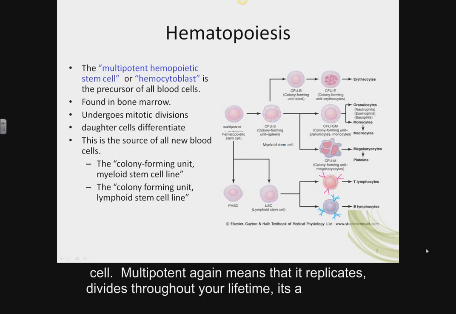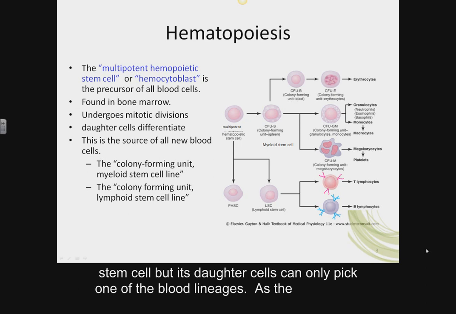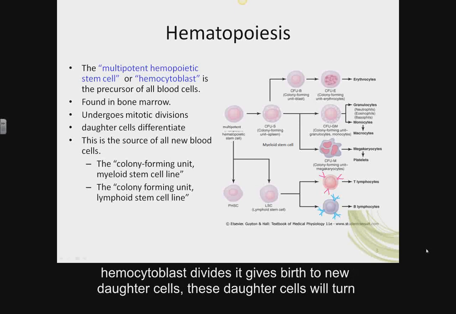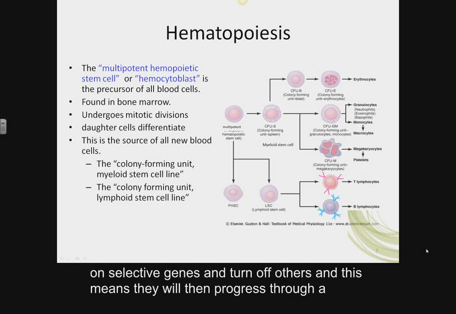Multipotent, again, means that it replicates, divides throughout your lifetime. It's a stem cell, but its daughter cells can only pick one of the blood lineages. As the hemocytoblast divides, it gives birth to new daughter cells. These daughter cells will turn on selective genes and turn off others. And this means they will then progress through a specific lineage to become differentiated.